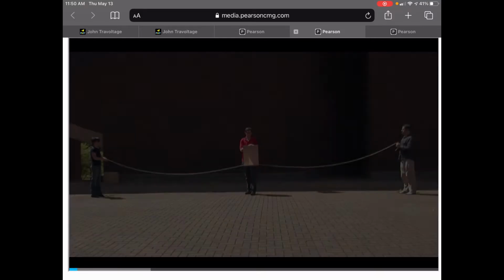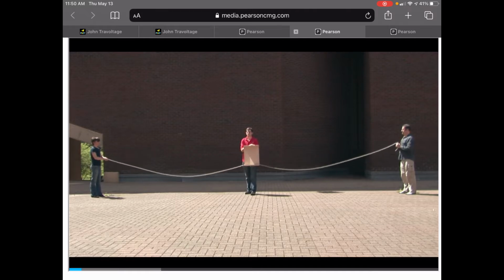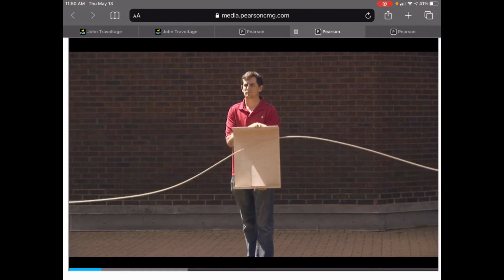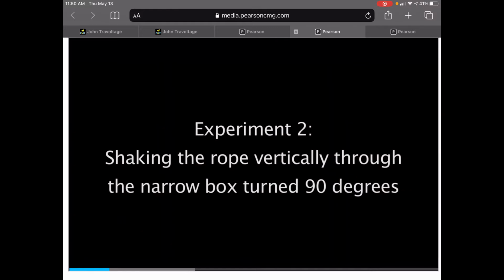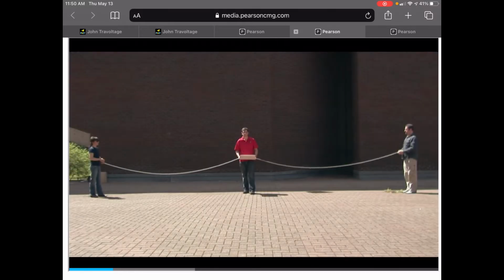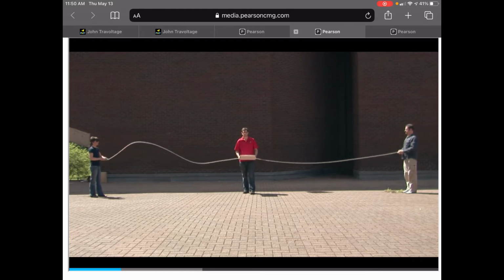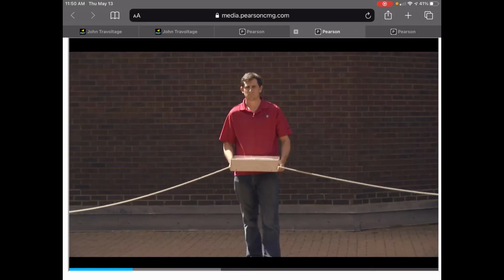So in experiment 1, we're going to shake the rope through a vertically oriented box. This is a vertical polarized filter. You can see the vertically polarized wave passes through the vertical filter, no problem. Now if we turn the box 90 degrees, you notice that a vertically polarized wave will not really pass through a horizontally polarized filter. In other words, the horizontal filter has eliminated most, if not all, of the vertically polarized wave.